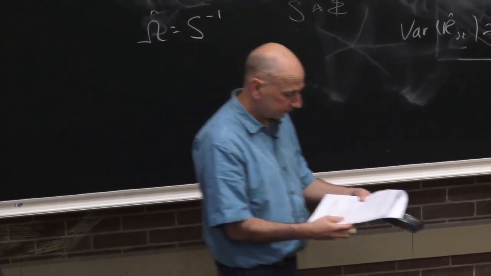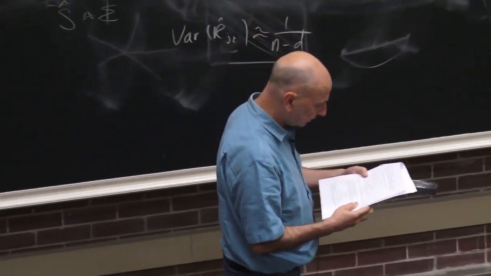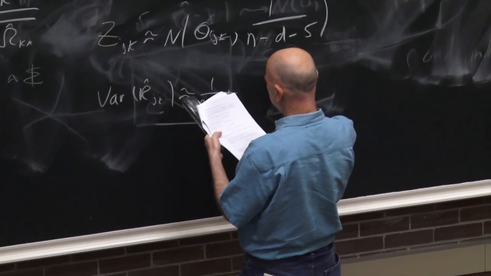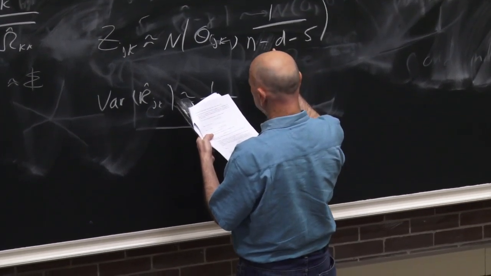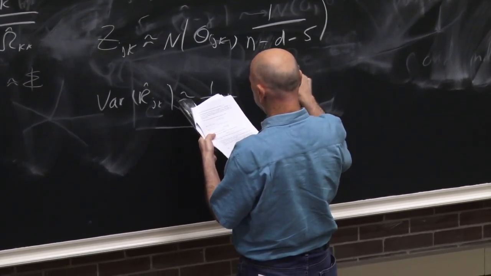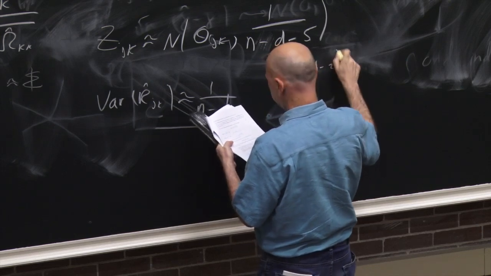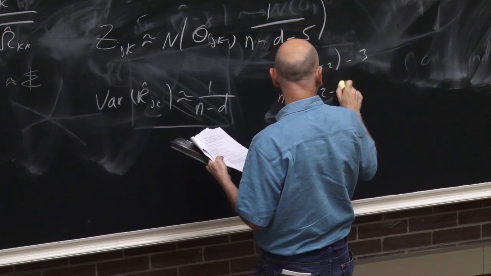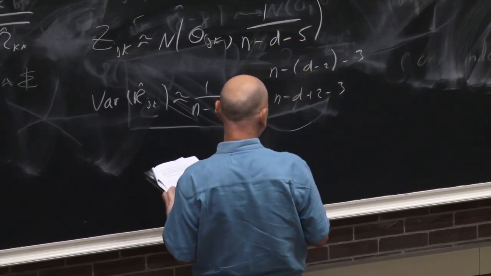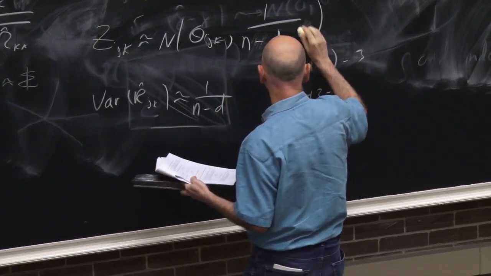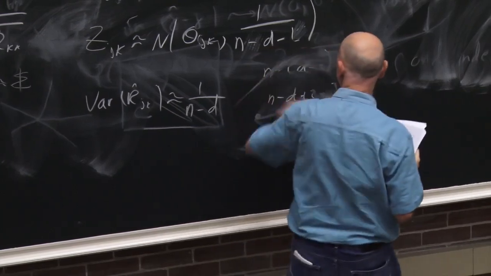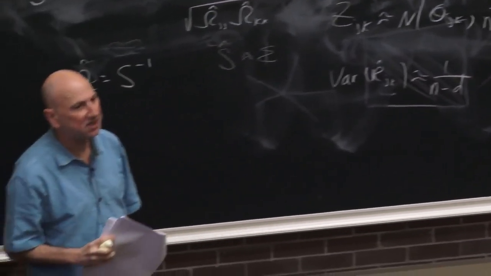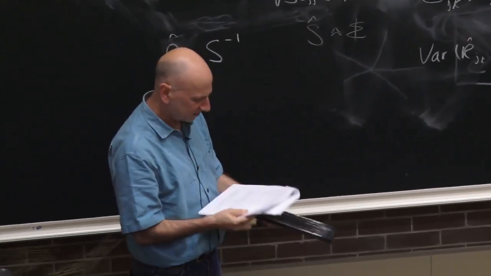Where do you have G in the notes, where G is d minus 2? Yeah, what did I do? You're right. I was just going by memory here, so maybe I got that wrong. It's n minus d minus 2 minus 3, which is n minus d plus 2 minus 3, which is n minus d minus 1, not 5. Thank you. The key is the d, though, the presence of the d.